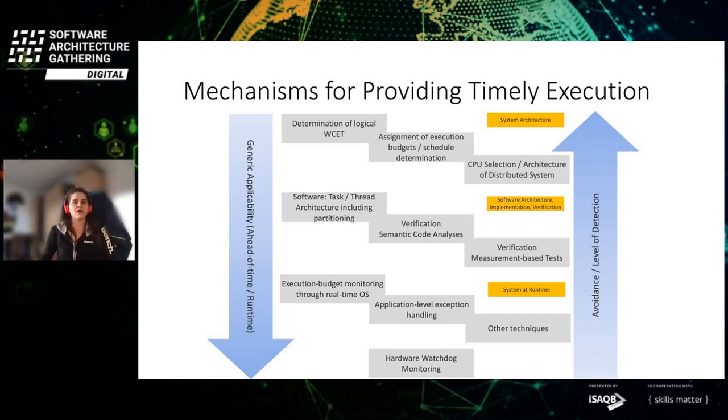Timely execution is a very complex topic. So it's something that you cannot just have one analysis for. So this affects various topics at the system architecture level, at the software architecture verification, and also reasoning about the system at runtime. So we have to think about the determination of logical worst case execution time at the functional architectural level and decompose it to the technical architecture and think of how the execution budgets could be here.